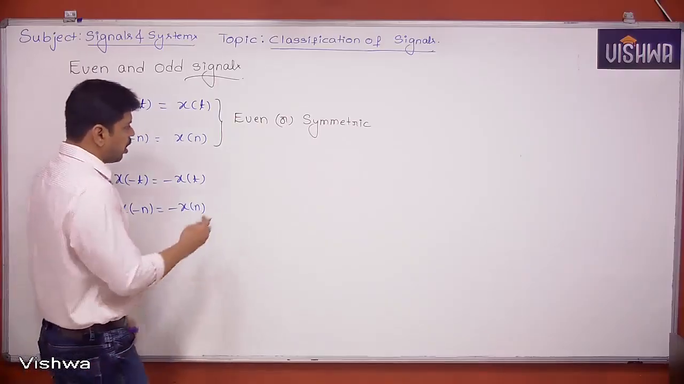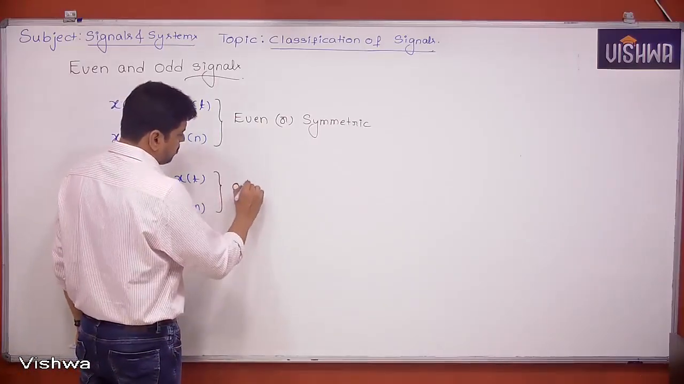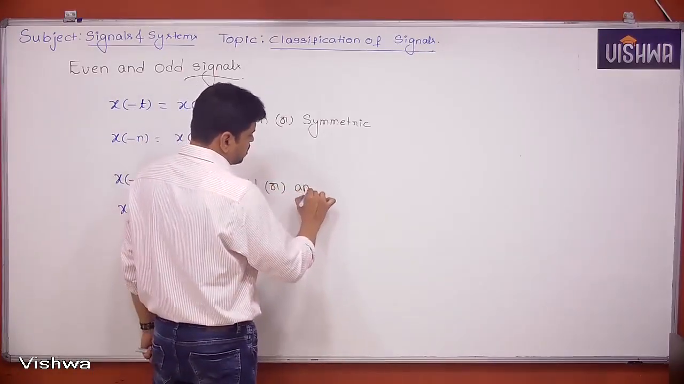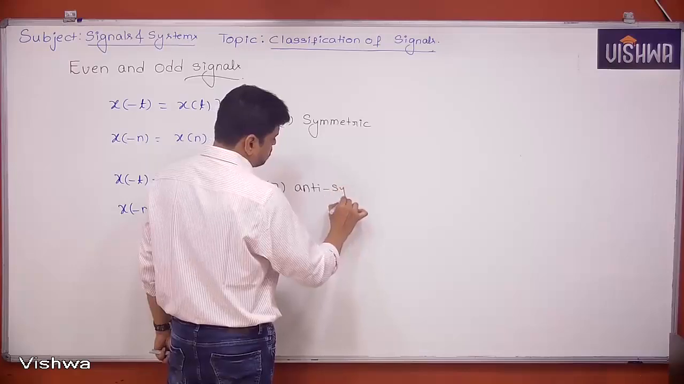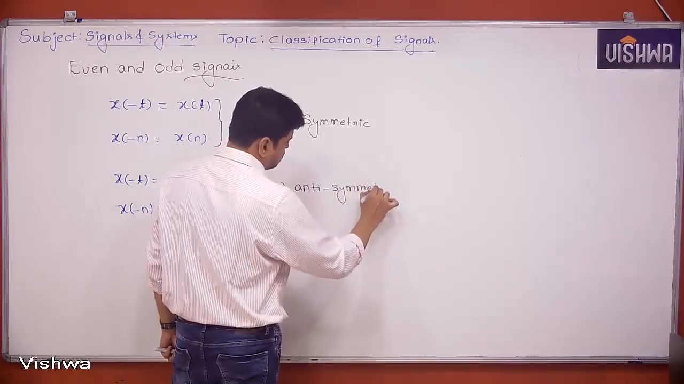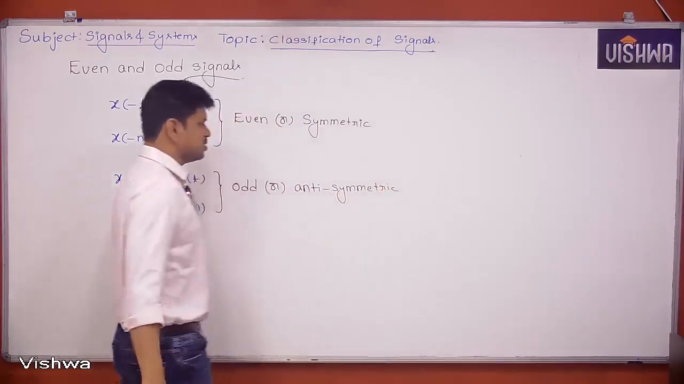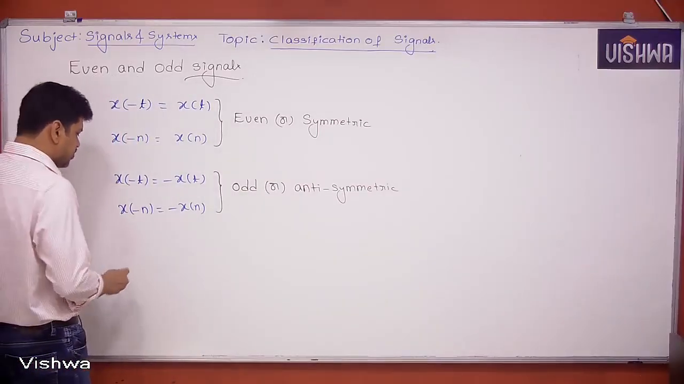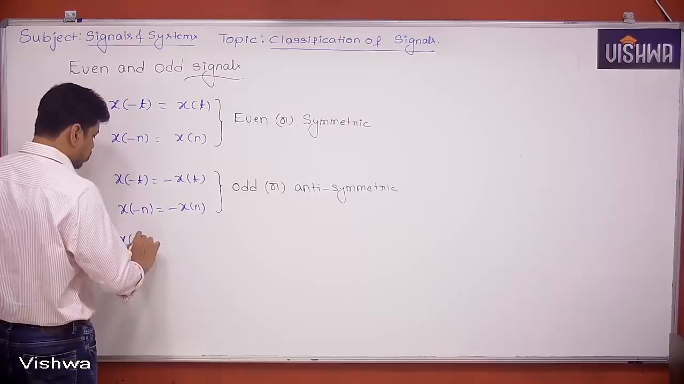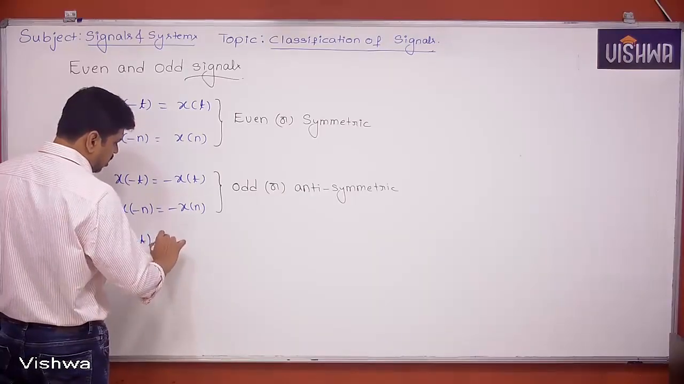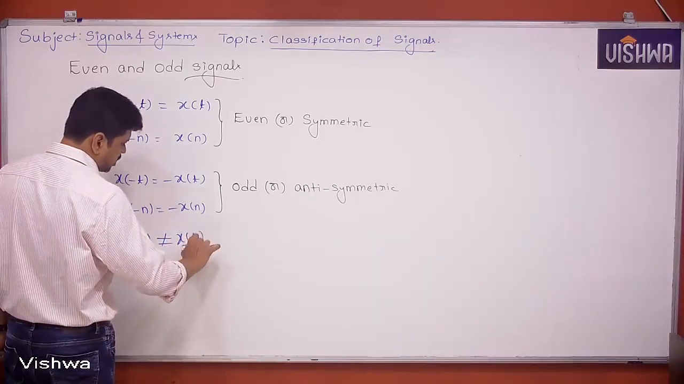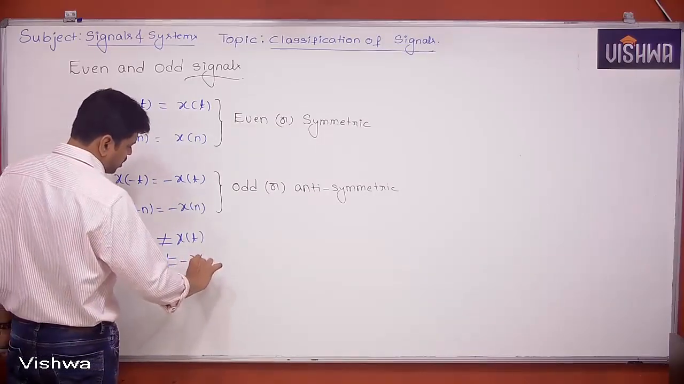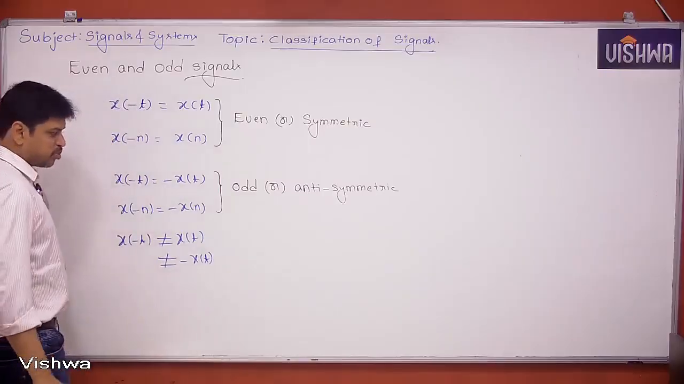Then it is an odd signal or anti-symmetric signal. Suppose the signal is not satisfying either property, that means once you fold it, it is not equal to x of t, so it is not satisfying the symmetry property. It is not equal to minus x of t either, so it is not satisfying the anti-symmetric property also.